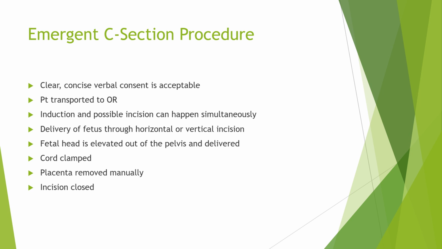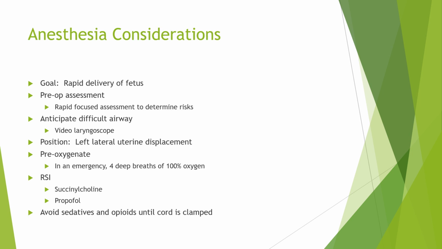The fetal head is elevated out of the pelvis and delivered. The cord is clamped. The placenta is removed manually and the incision is closed. This is a rough breakdown of what happens as the mother comes into the operating room for an emergent C-section.